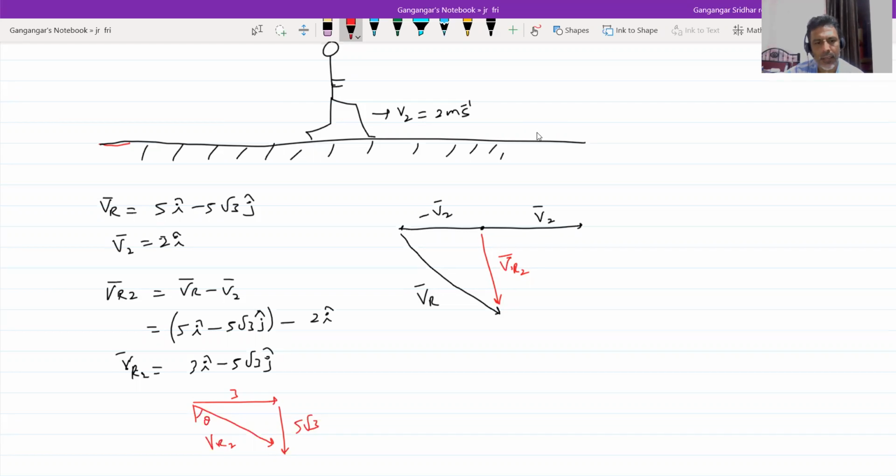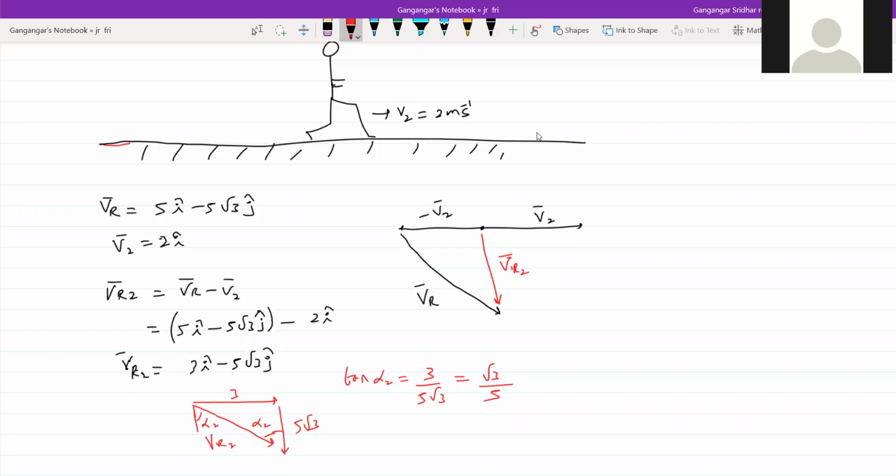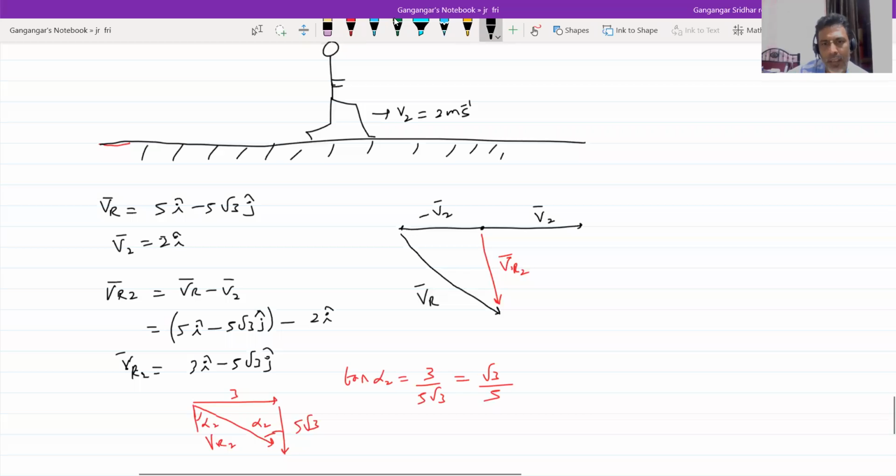So you can take this as theta. This is some alpha 2, I'll write it. Tan alpha 2 equals 3 by 5 root 3, or root 3 by 5 after simplifying. So this is the angle made by the rain with respect to the vertical. So where is that alpha? Alpha will come here in this diagram. I think take help of unit vectors and get that alpha too.